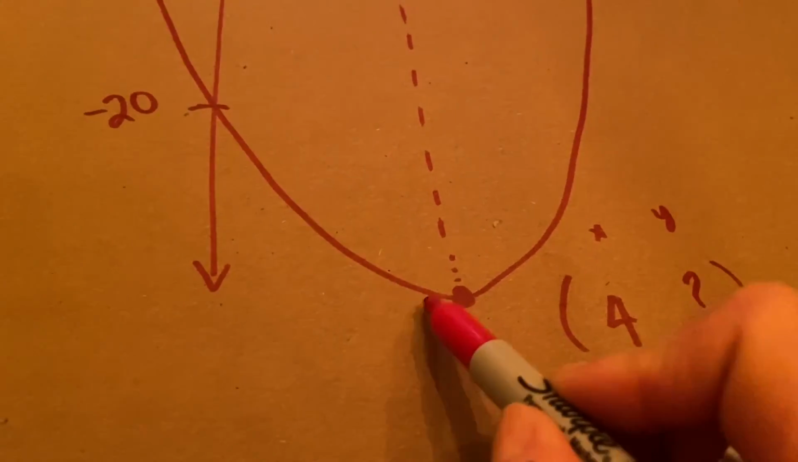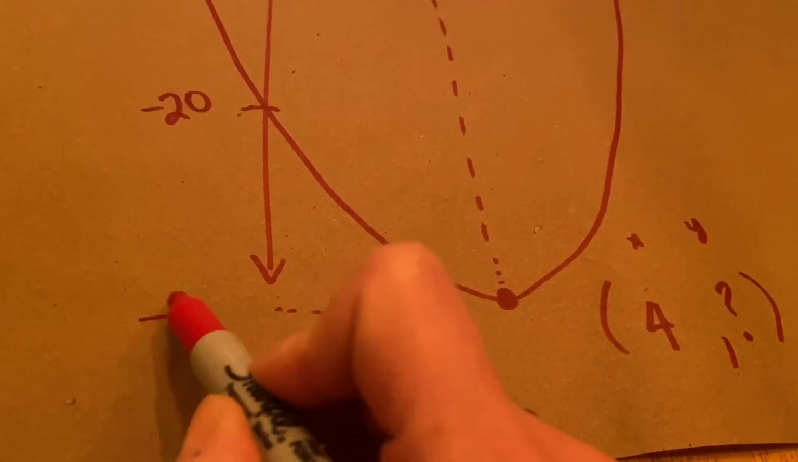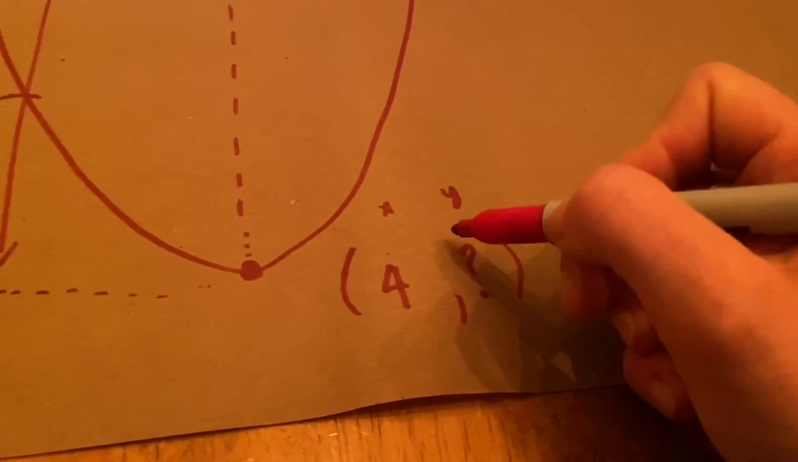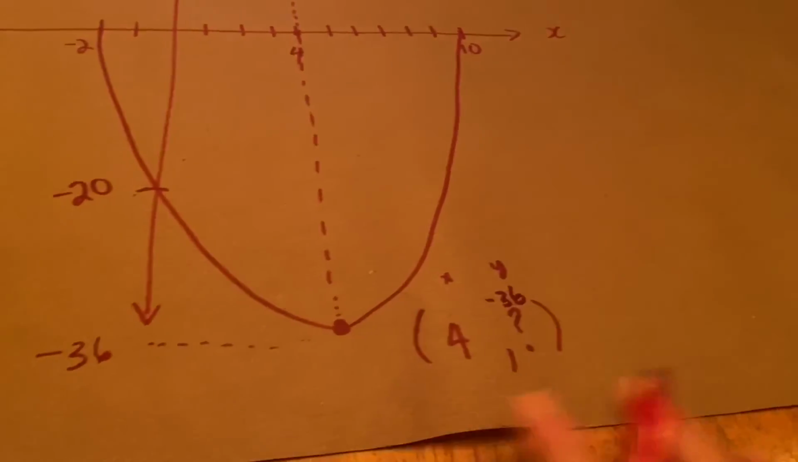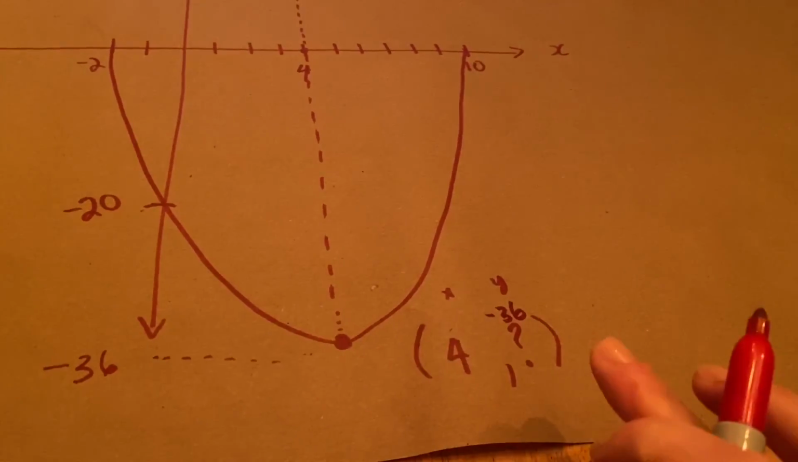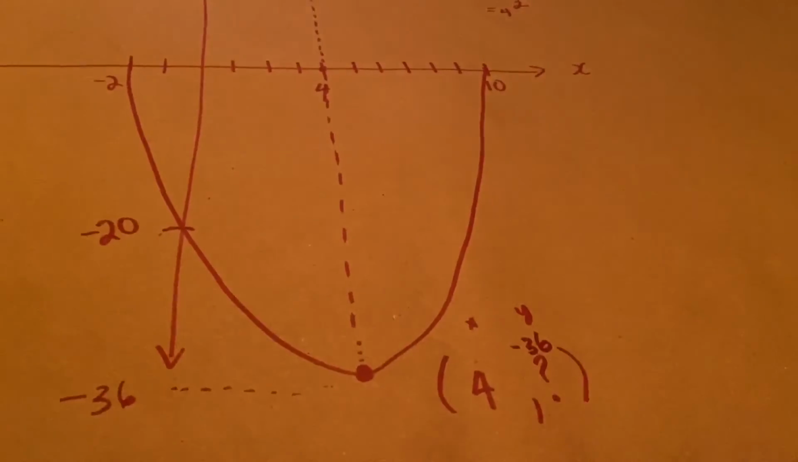So let's go over here. That means this lowest point is minus 36. Here we go. This number is minus 36. That is your answer for your vertex. Let's just practice again, because practice is good.